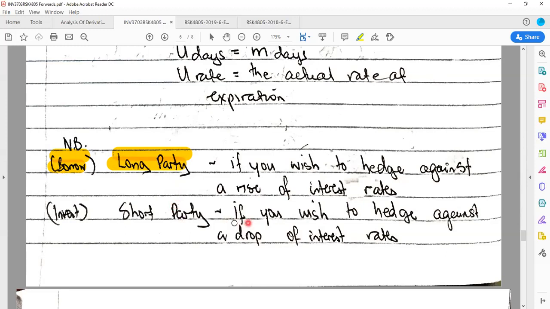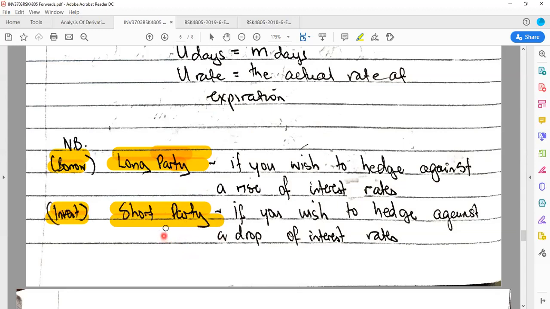On the other hand, let's say you are the party who wants to protect yourself against a drop in interest rates. Let's say you want to invest money, but you're afraid that interest rates will go down by the time you want to invest. We say that you are the short party in the forward rate agreement. Sometimes they can give you a question and say the corporation wants to hedge against the rise in interest rates, and then ask what position you should enter in the FRA. It means you should be a long party. But if you want to hedge against a drop in interest rates, it means you should take a short position.